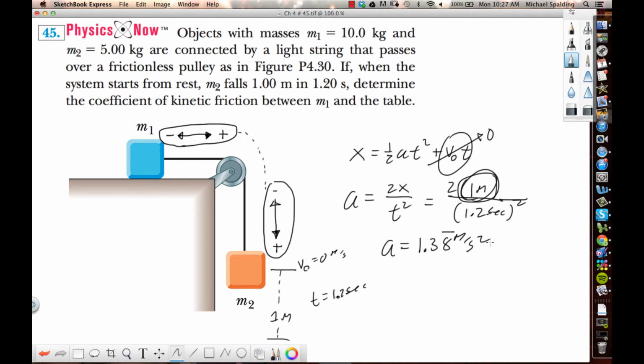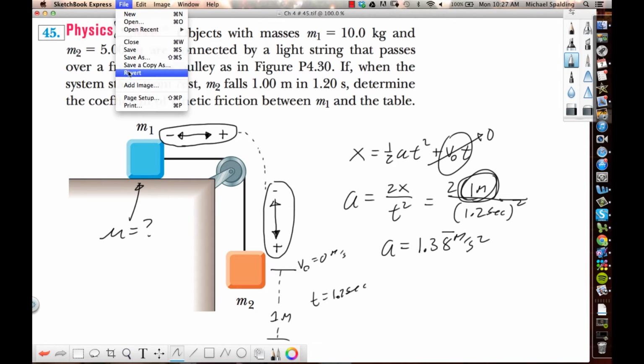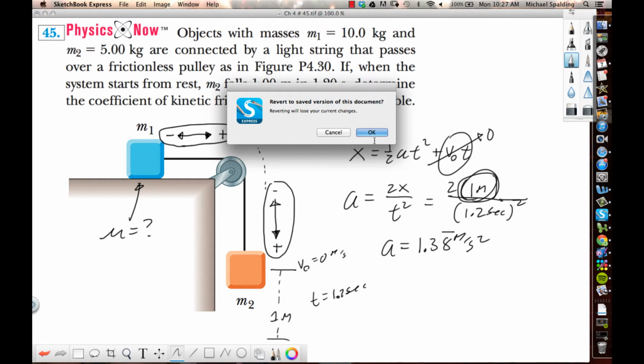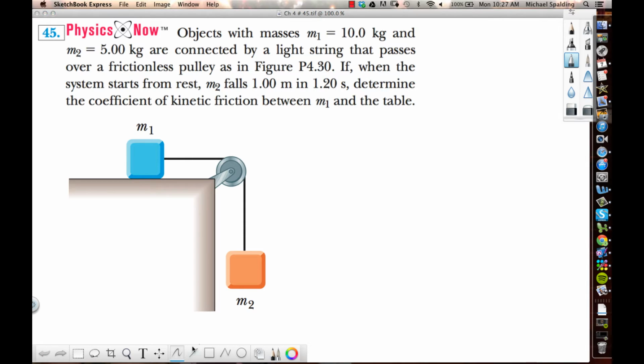Okay, so how do we go about solving the problem, which is finding the coefficient of friction between M1 and the table? What do we have to do to find the coefficient of friction? Step 1, free body diagram. You always start with your free body diagrams. So let's do that. So we got the acceleration, 1.38. So now let's do our free body diagrams.